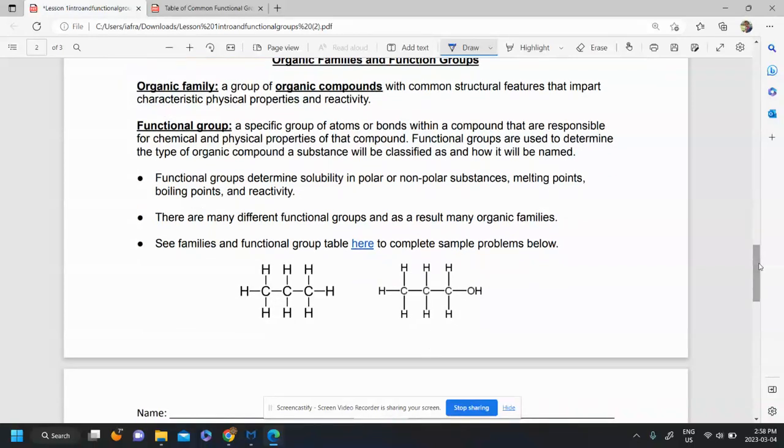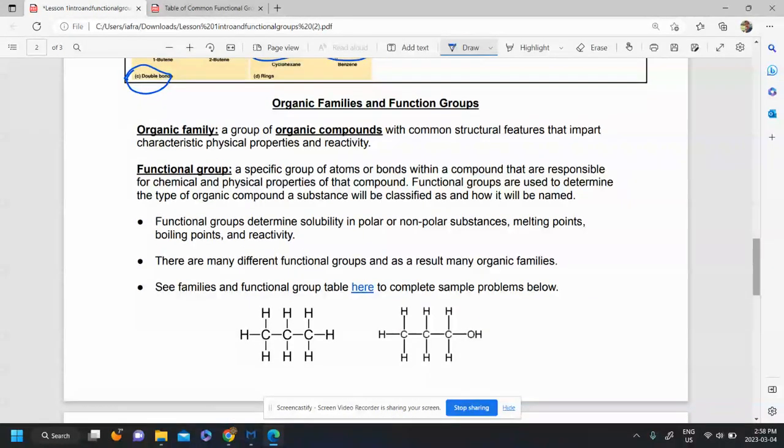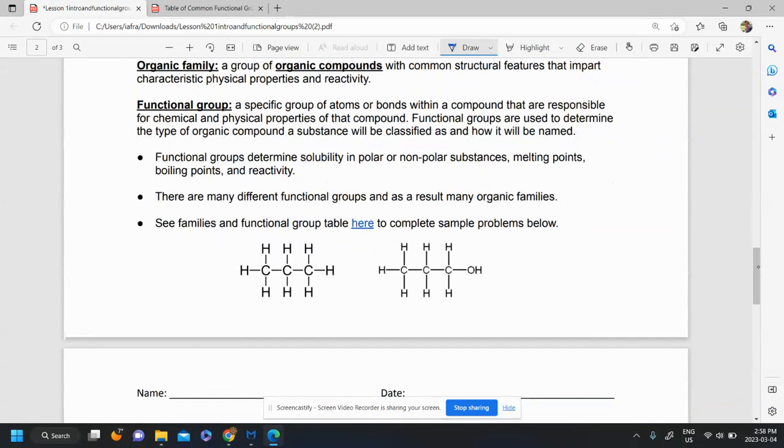In this video, we're going to take a look at organic families and functional groups. This should say functional groups, not function groups. So let's examine these two organic compounds over here. This is an organic compound called propane, and you'll learn why later.